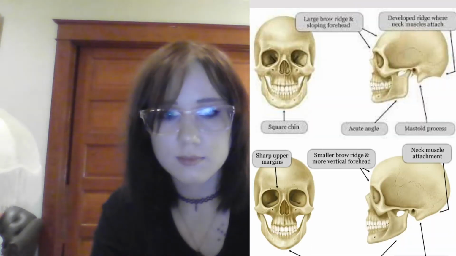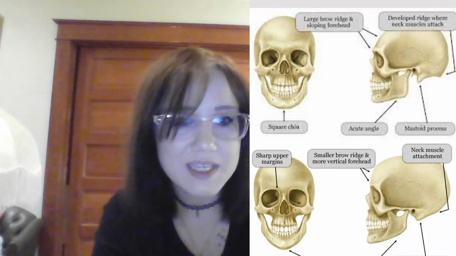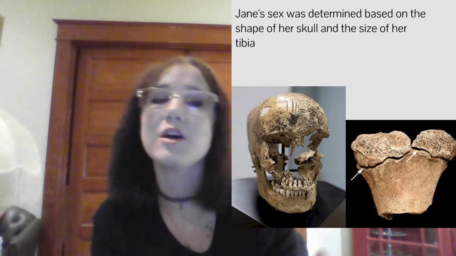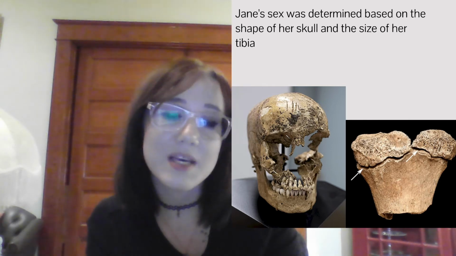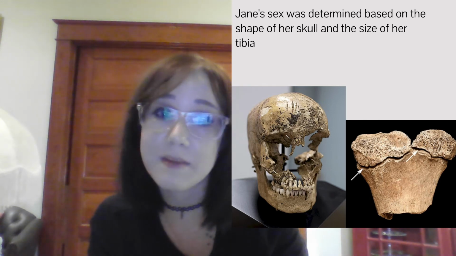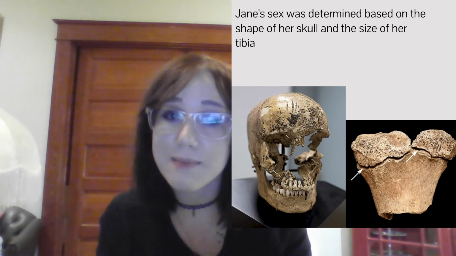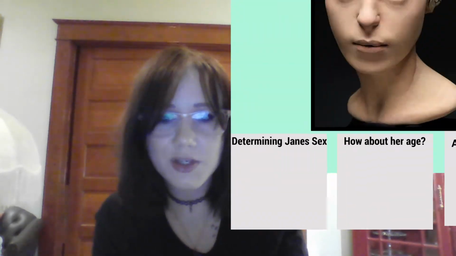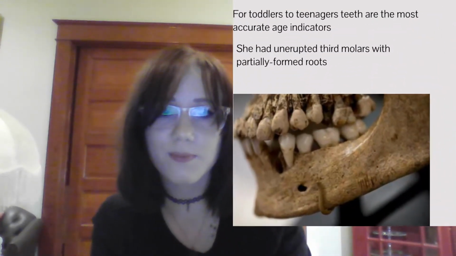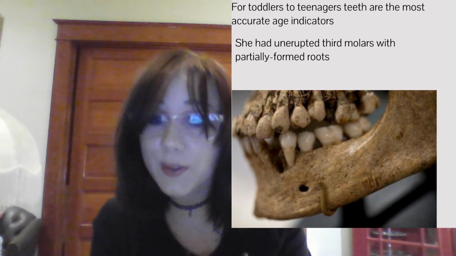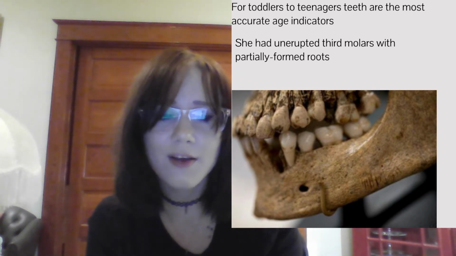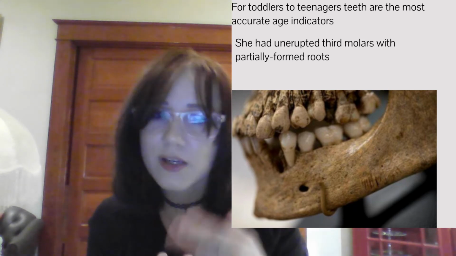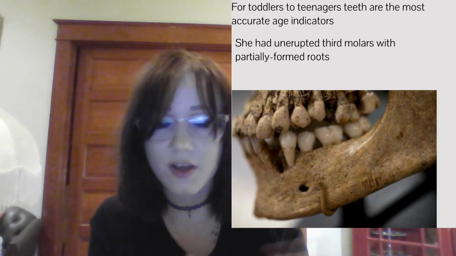Now, we were also able to use the measurements of Jane's tibia to determine that she was female because they took measurements of her tibia and compared them to other female skeletal remains, and the measurements were similar. Now, we were able to determine her sex based off of her teeth. Thankfully, we had most of her teeth, and teeth are very important indicators of not only sex and age, but they can also be used to determine ancestry.